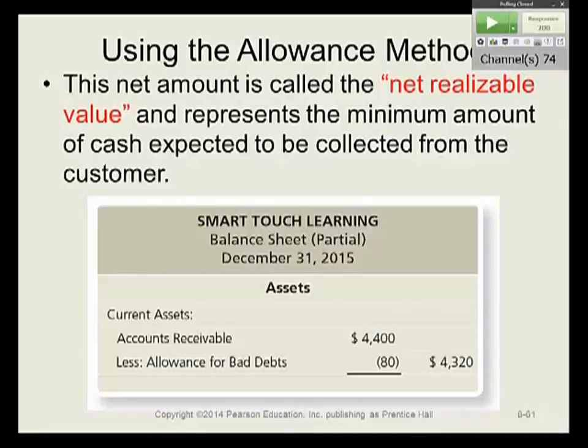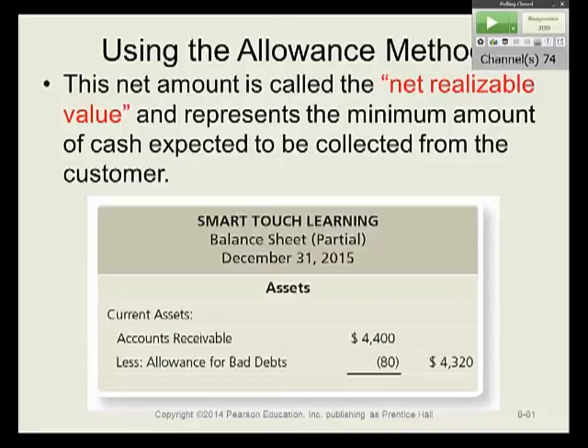What if these estimations are completely wrong? Good question. What if the estimates are completely wrong? They become part of your next year's adjustment. So they get adjusted year to year. In this example, the receivables were 4,400 and the allowance was 80. And what could happen is that this could be totally too much or too little. And in some cases, you could have excess write-offs of accounts, which we'll show you in a minute.